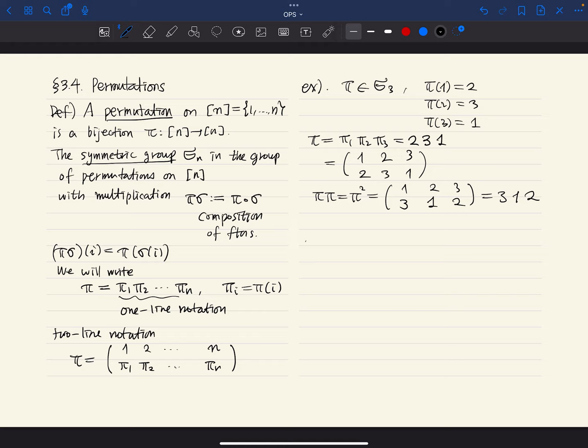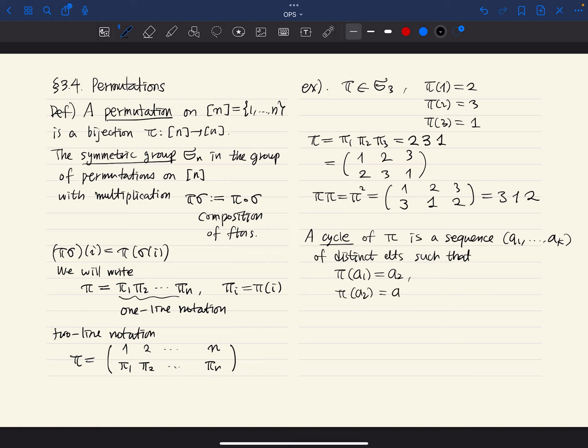And an important notion is a cycle. A cycle of a permutation π is a sequence a_1, ..., a_k of distinct elements such that if you apply π to a_1, you get a_2. If you apply π to a_2, you get a_3, etc. And if you apply π to a_k, you get a_1 back. So this goes to the next element, etc., and the last goes back to a_1. If that's the case, then we say that this sequence is a cycle of π.